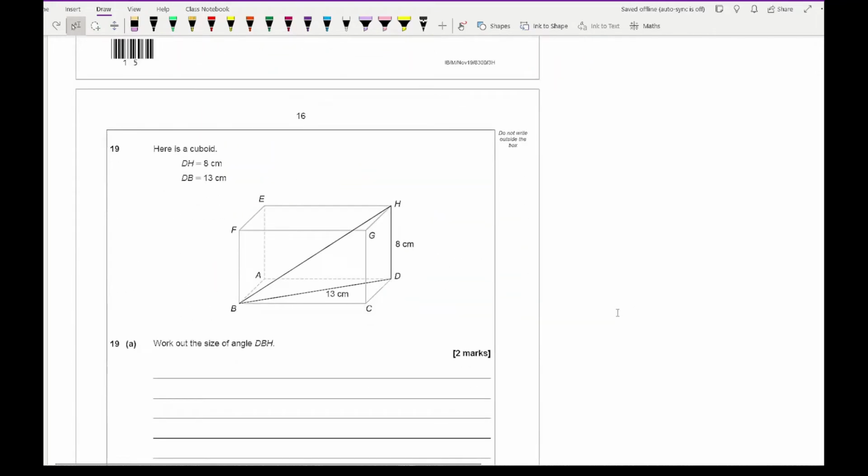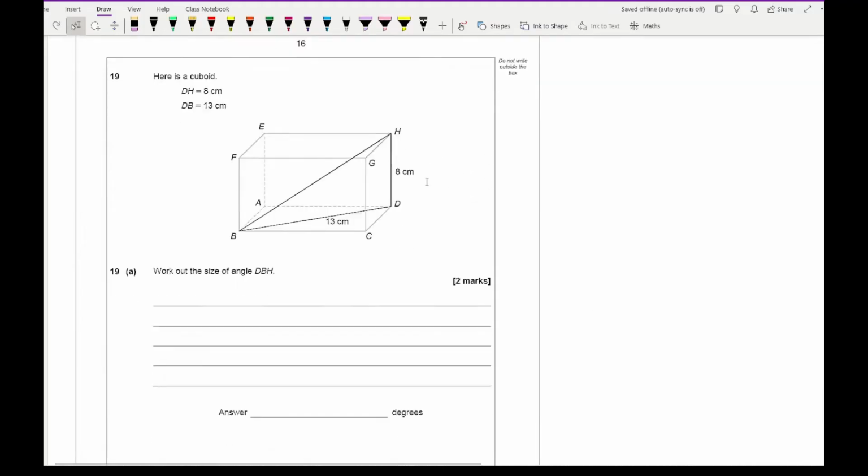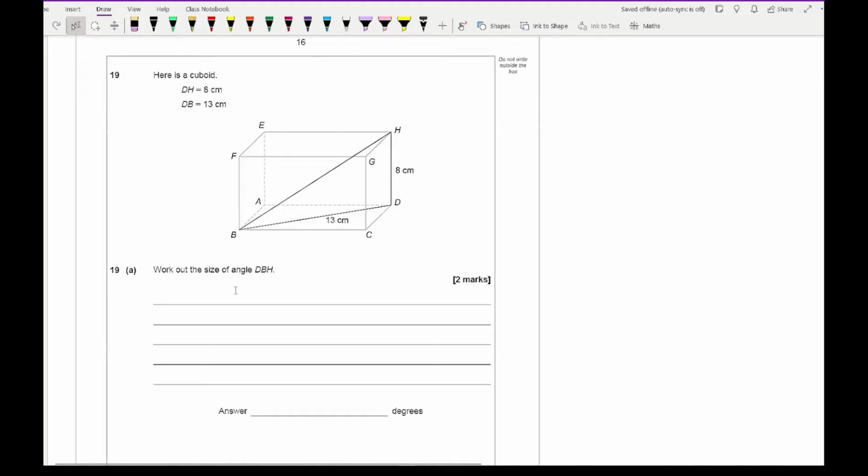Now question 19, it says here is a cuboid. It says DH is 8 centimeters, DB is 13 centimeters, and the question is asking us to work out the angle of DBH. Now this question straight away looks like it's going to be a 3D trig question. So that is the angle that I need to work out. Can I work it out straight away? Yes, I can, because it's just a 2D trig question. It's actually not 3D. I'll take that back.